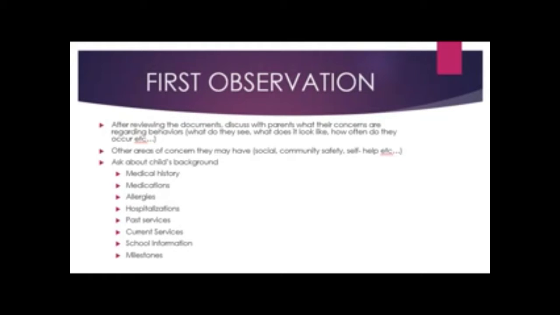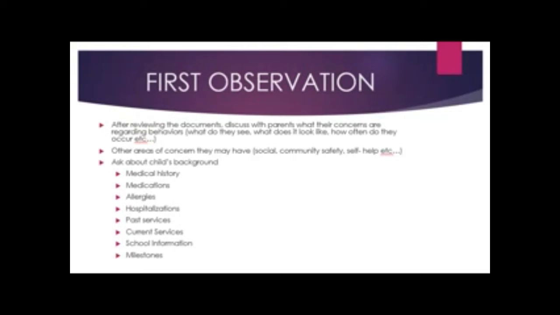So after you're done reviewing those documents and signing the fun paperwork, you want to talk about the concerns. What are the behavioral concerns? Ask them what they see, what it looks like, how often the behavior occurs, and be careful not to ask why, because that's why you're there. Don't ask parents, why do you think that happens? Or why does he tantrum? They don't know why. That's why we're there to help them. We're trying to figure that out, and we're going to implement an intervention to help answer that question of why and make it better.